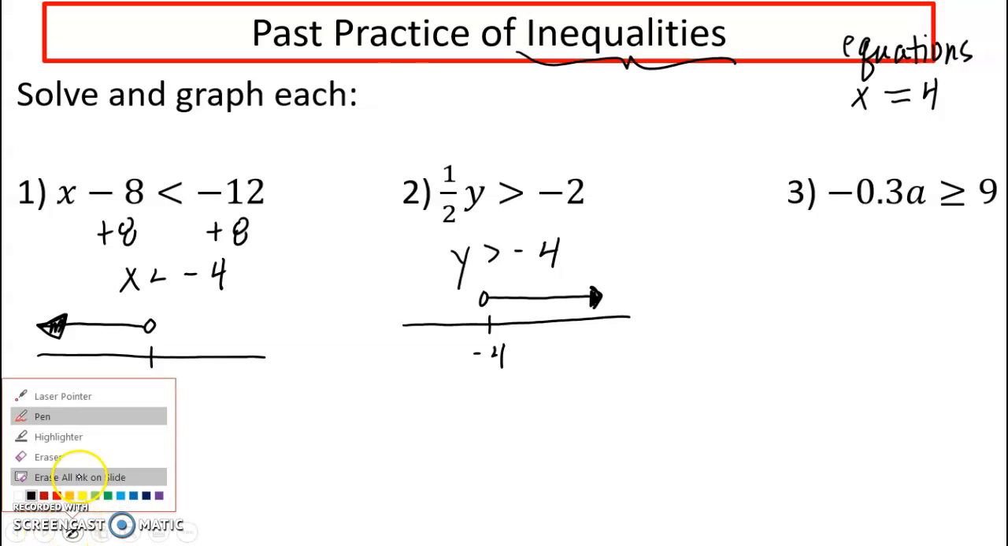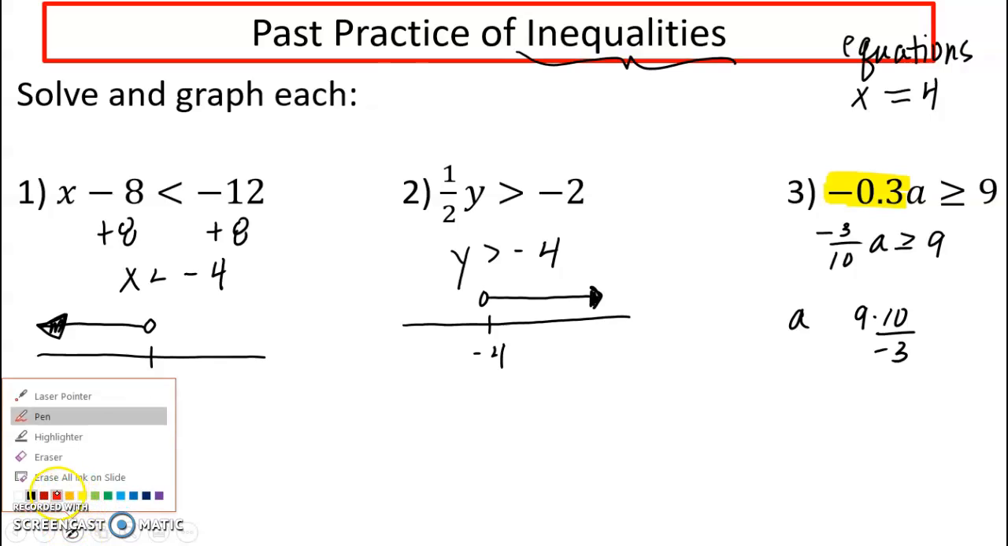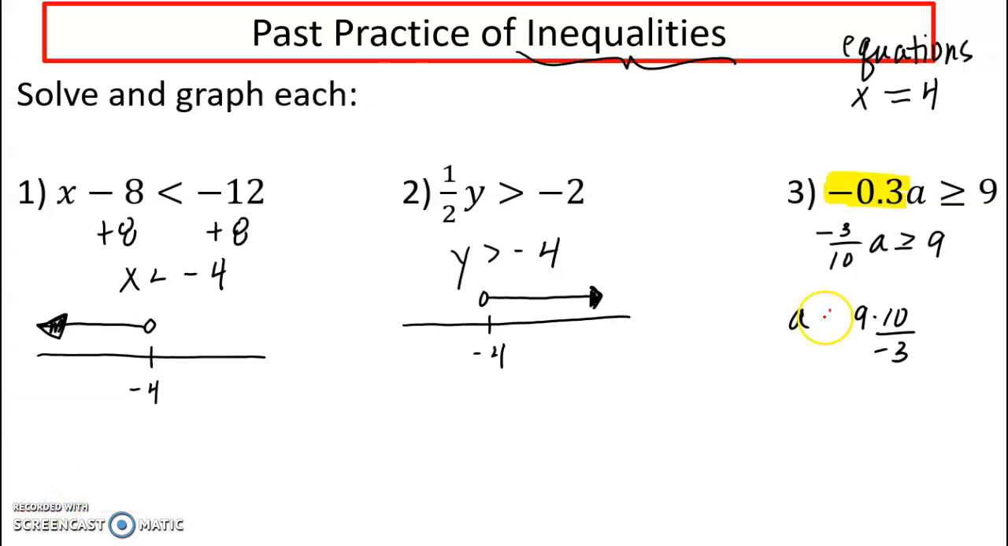Okay, so here's number 1. So recall, when you multiply or divide an inequality by a negative, that's where we got something going on. Okay, so I'll rewrite this. -3/10 a is greater than or equal to 9. So to solve for a, I'm going to multiply by -10/3 on both sides. When you multiply or divide an inequality by a negative, you must change the direction of the inequality.